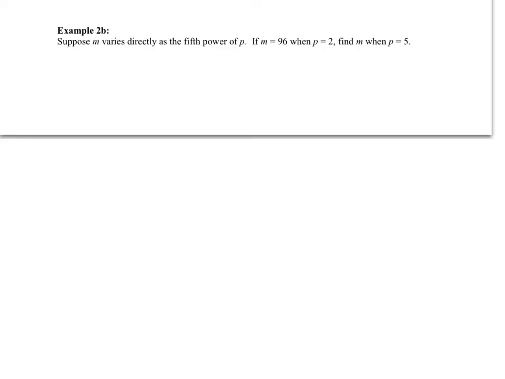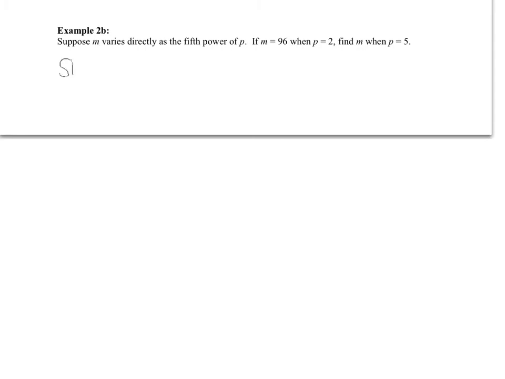Okay, let's work through another example using those 4 steps. You need to learn, memorize and understand those 4 steps, because it's always going to be the same for direct variation. So example 2b. Suppose m varies directly as the 5th power of p. If m equals 96 when p equals 2, find m when p equals 5.